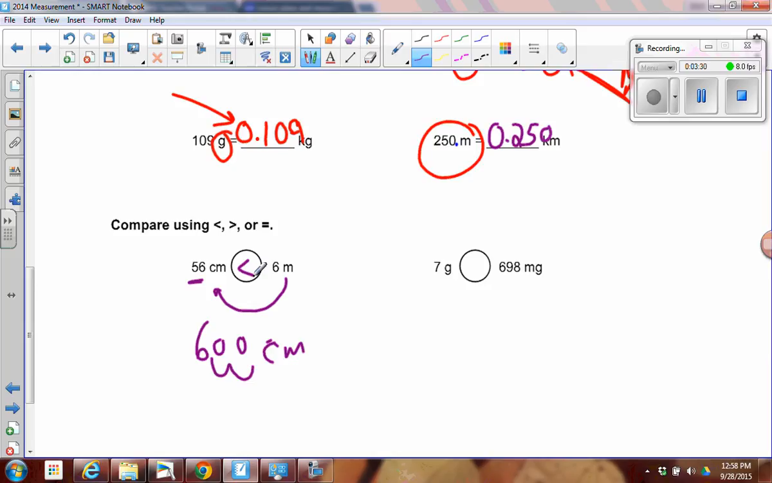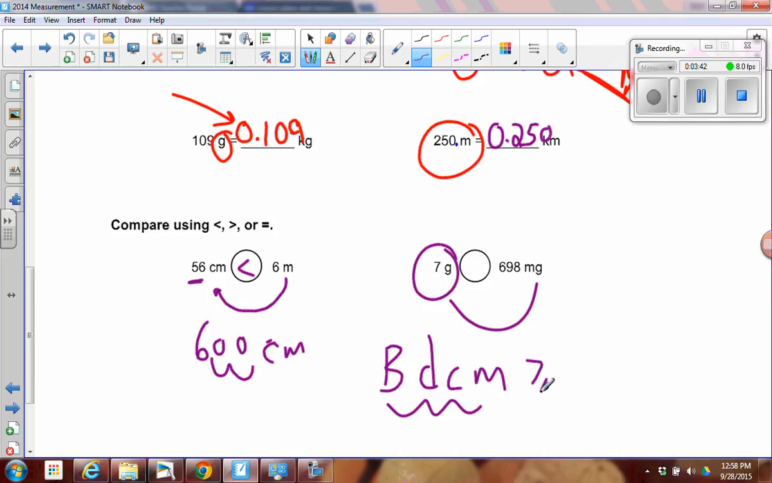On this other side, I can convert grams to milligrams. That's pretty fast because grams is a base unit. So deci, centi, milli. 3 spots to the right, so 7 grams is 7,000 milligrams, which means that this must be greater than the other. All right, I hope that helped.